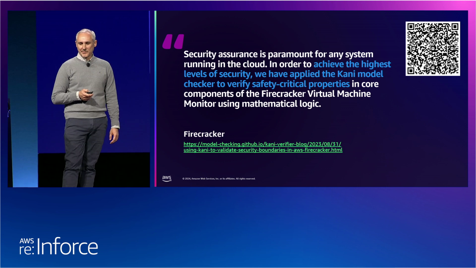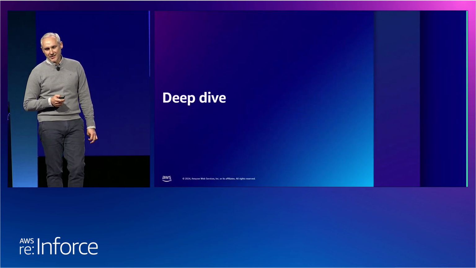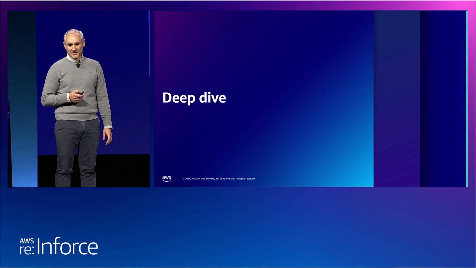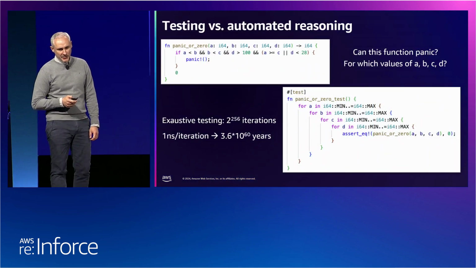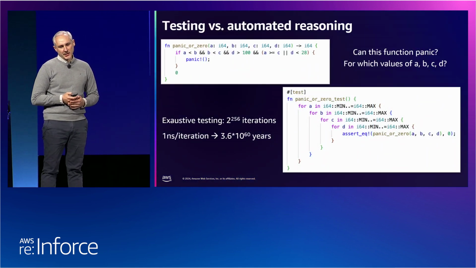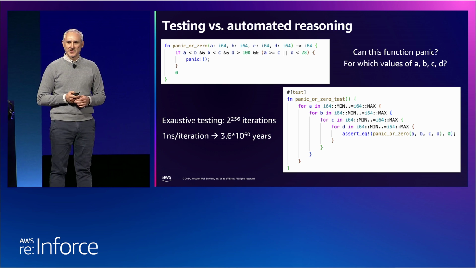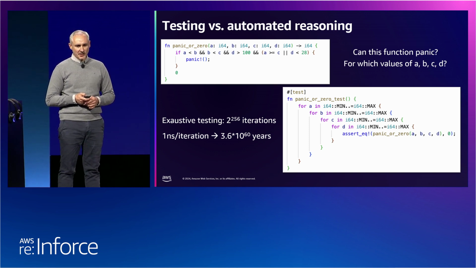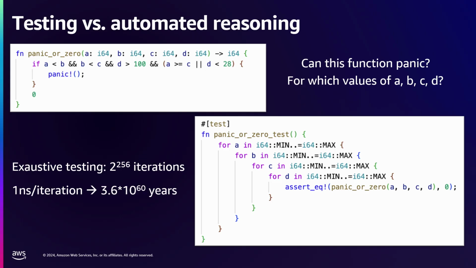So now we're going to go into a deep dive. This is going to be going into the inner workings of automated reasoning. So coming back to our initial example, exhaustive testing doesn't work, so what do we do? First of all, I'm going to show you what the experience is like when you're using a tool like Kani. We take the same function, and we're trying to determine if the function can panic or not, and if it actually returns 0 all the time or not.